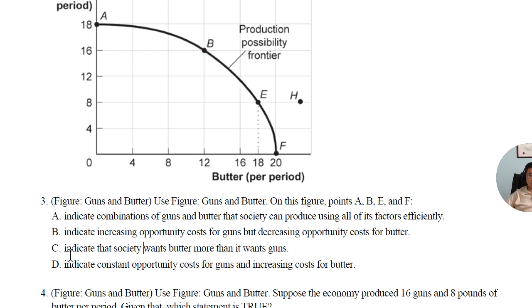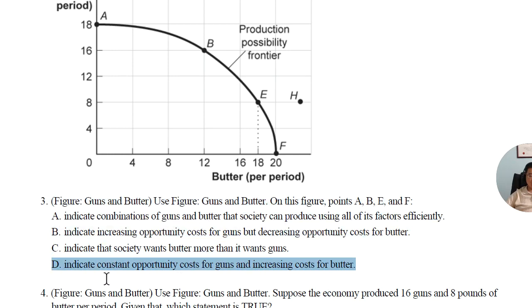C, indicated society wants butter more than it wants guns. It didn't say anything about what the society really wants. The society is up to the politicians. They can kind of sway the society's view.